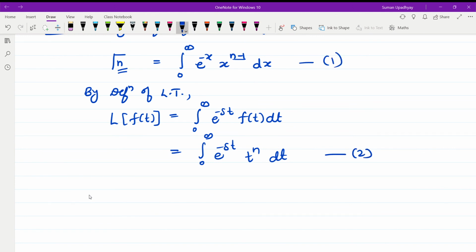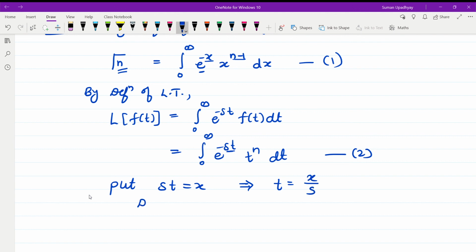So here I'm having e's power as minus x, and here I'm having e to the power minus st. So here I want st to be x only, no s should be there. So I'm going to take the substitution: put st equals x. So if t is getting converted to x, then t will become x upon s.